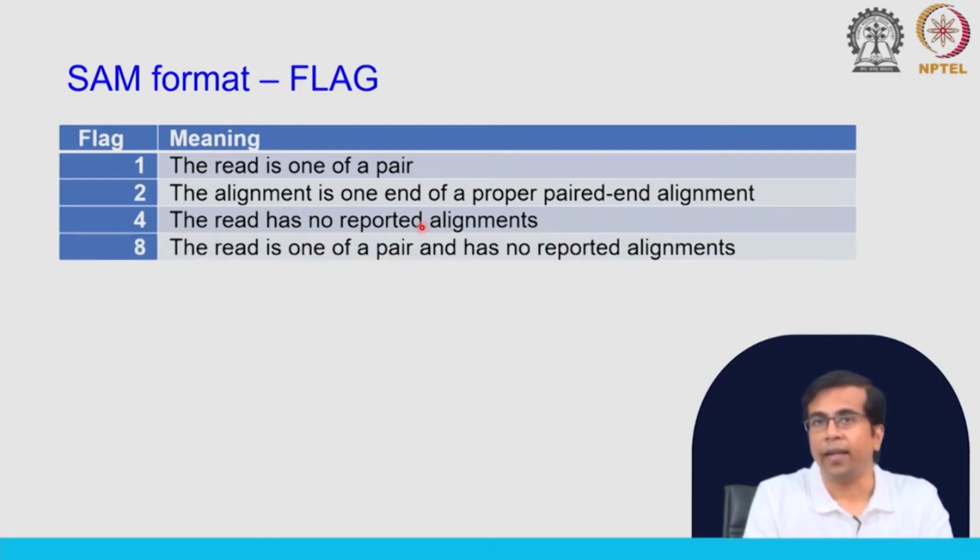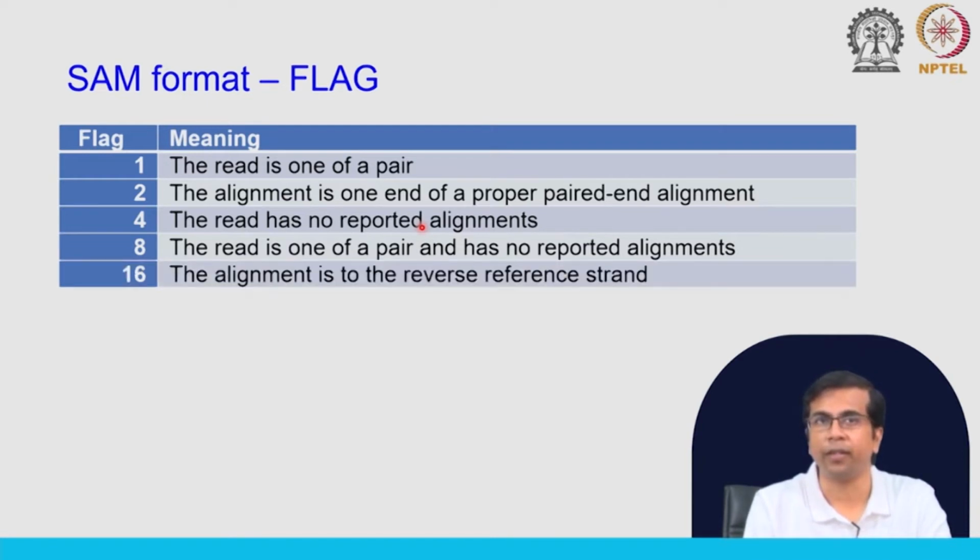Then you have flag 8, right. So, not 5, 6, 7 in between, those numbers are not there. You have flag 8 and the read is one of a pair and it has no reported alignments. Okay. So, flag 4 and flag 8 are slightly different, right. As you can see, flag 4 will apply to both single end and paired end, whereas flag 8 will apply only to paired end data, right.